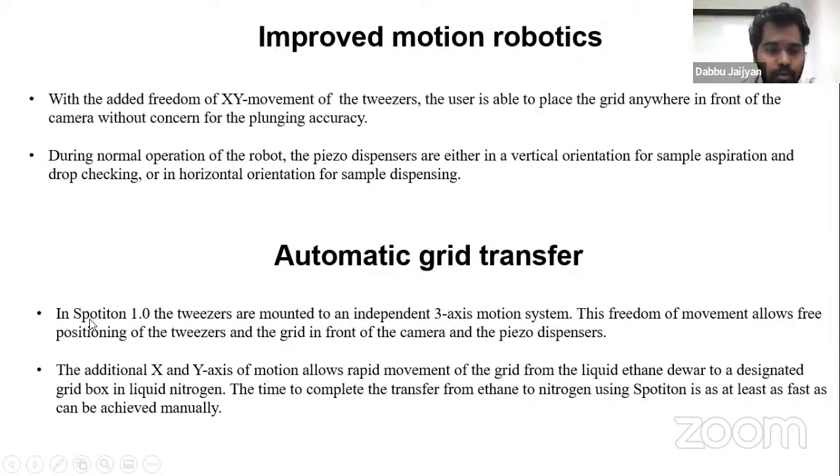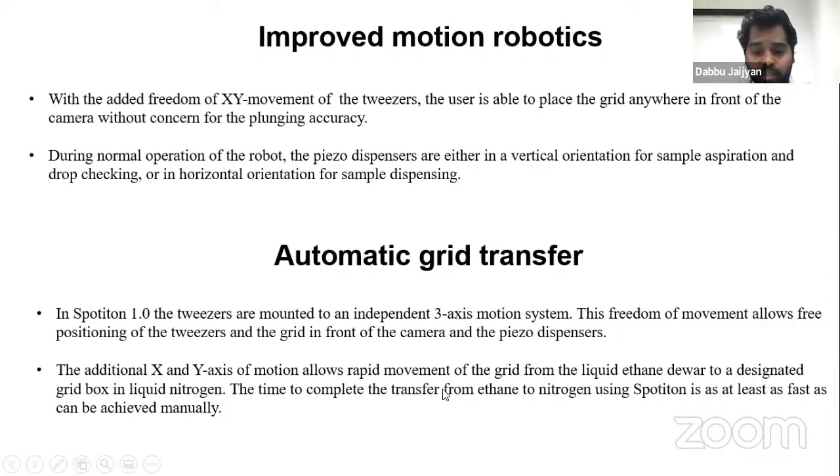So this is possible because in this Polytron 1.0, the tweezers are mounted in an independent 3-axis motion system, where we have X, Y, and Z sections. So we have 3-direction, free movement here. This freedom of movement allows free positioning of the tweezers and the grid in front of the camera and the piezo dispensers. The additional X and Y axis of motion allow the movement of the grid from the liquid ethane dewar to a designated grid box in the liquid nitrogen.